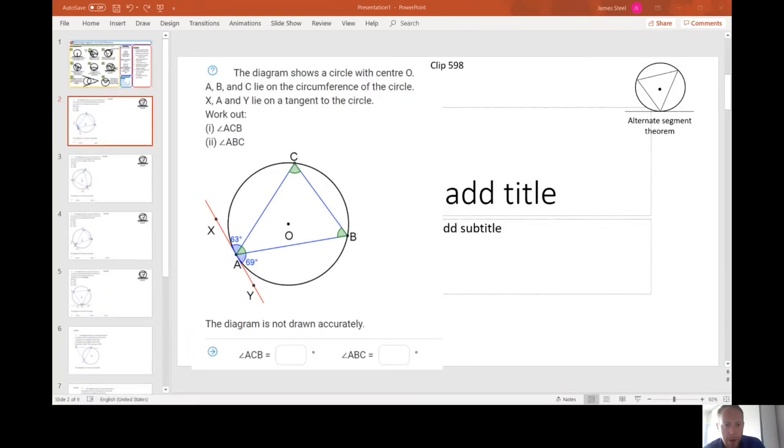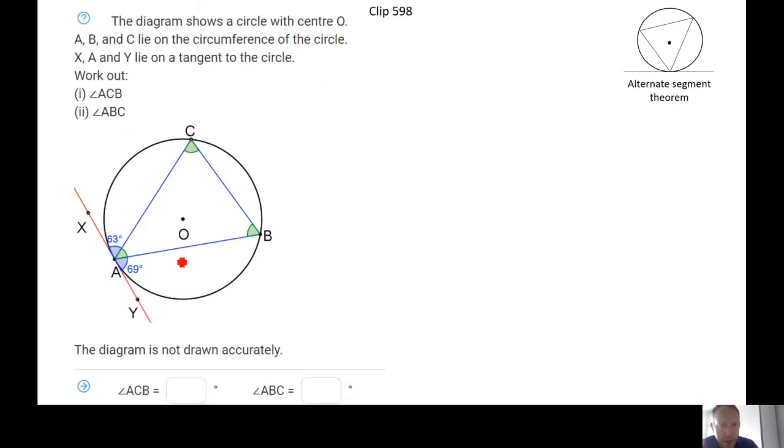Okay, so first question. So let's read what it says at the top. The diagram shows a circle with centre O, so that's the centre. A, B and C lines come to the circle, so it's 3 points in the circle creating a triangle. X, A and Y line are tangent, so that line is a tangent to the circle. And it says work out ACB and ABC.